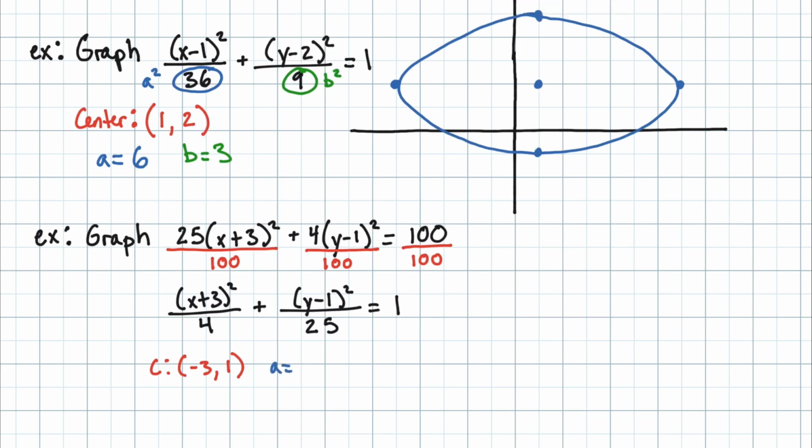My a value, remember this is a squared, which means my a value is the square root of 4, which gets 2. And my b value, because this is b squared, is 5. So it looks like I'm going to have a vertical ellipse this time because the larger denominator is underneath y. So -3, +1.